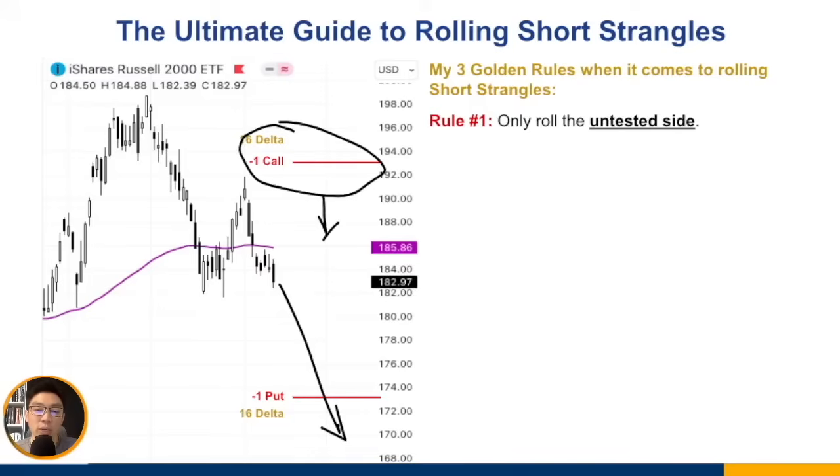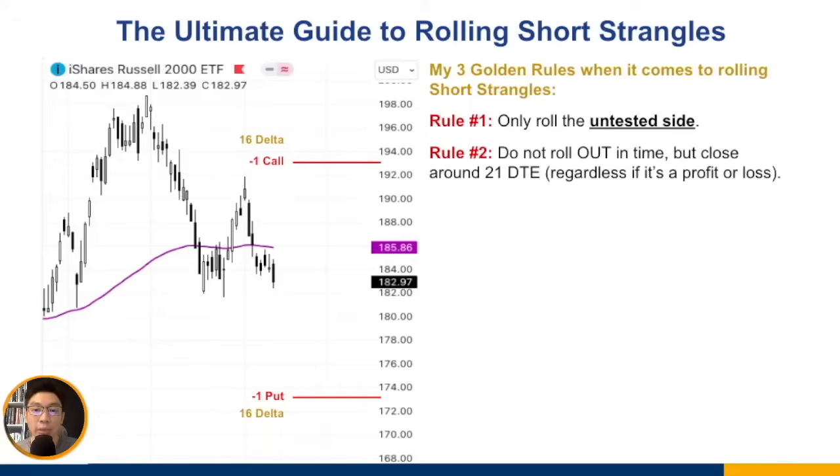The reason I do that is that if you were to roll the short put down, most of the time it's going to be for a debit. Even though you try and roll the call down as well and you roll the put down, chances are it's going to be for a debit, because rolling down the put is going to be more expensive than the credit you're going to receive for rolling the short call. So that is why I only choose to roll the untested side.